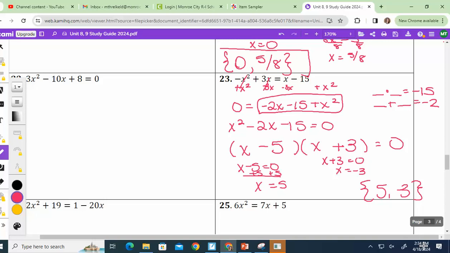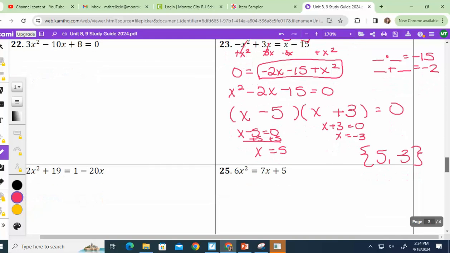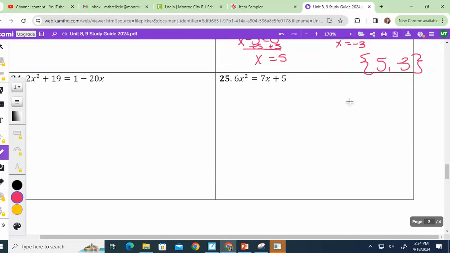All right, 25. So we need it equal to 0, so that means we are going to have to subtract over the 7x and the 5. They are not like terms, so we just keep everything. 6x squared minus 7x minus 5 equals 0. Do we have a greatest common factor? No. So then what do we do on those?